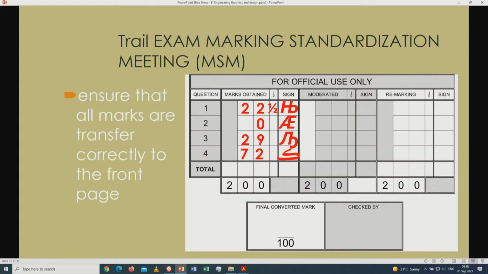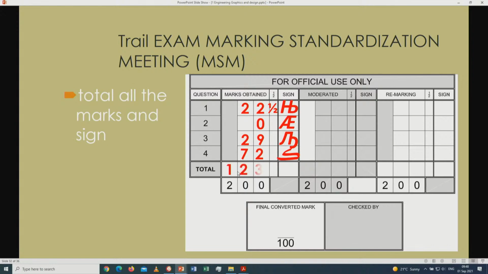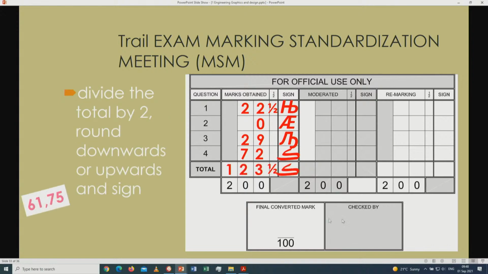Do not leave a section unmarked. And then once you're done with this, transfer it to the front. Obviously you're going to total this, and then from there on you're going to divide it. If it's 0.75, you will round it upwards to 62 in this case.